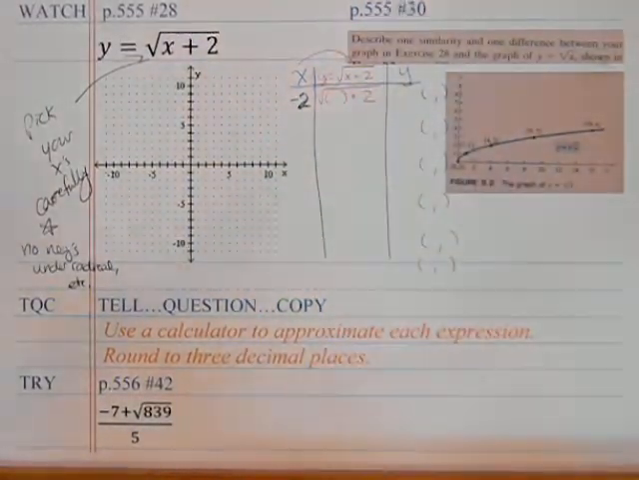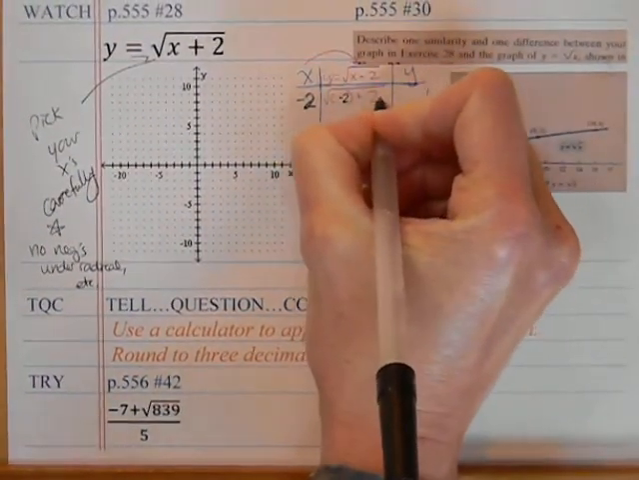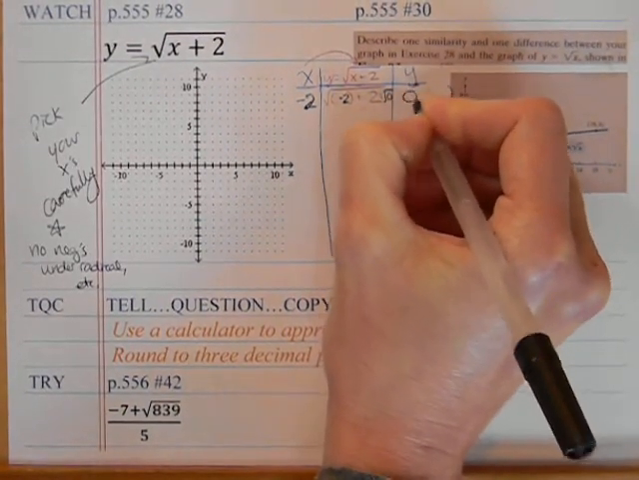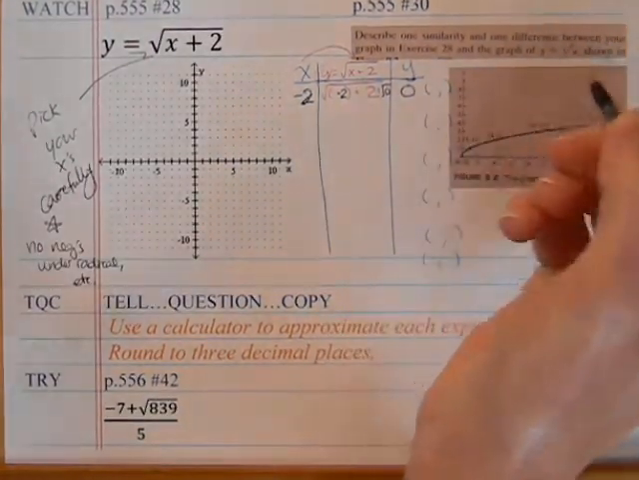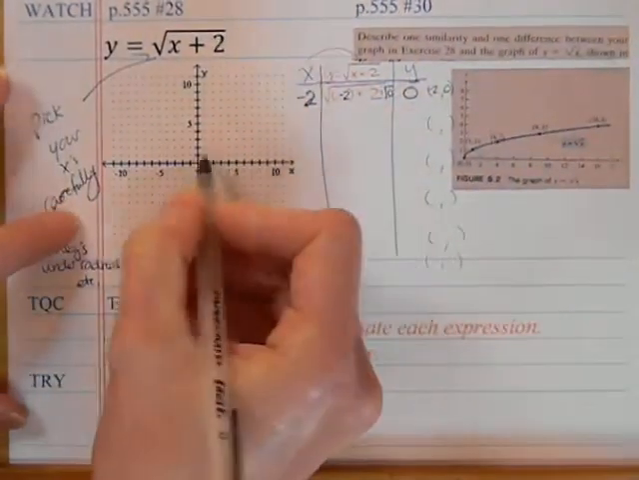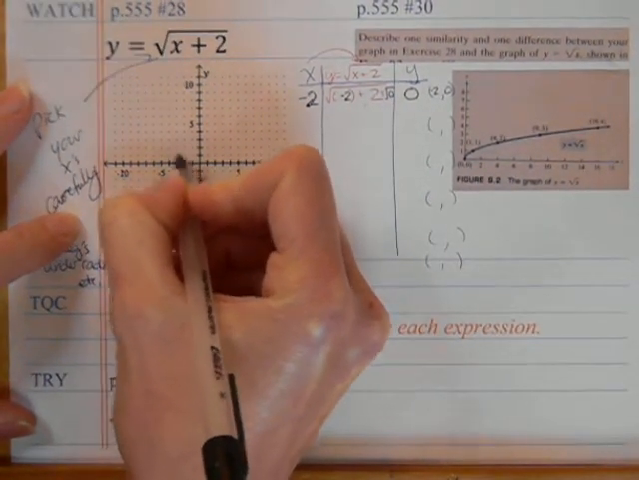Okay? So when we put our -2 in, we have our radical, and then we have our x plus our 2. And so we're going to put -2 in. -2 plus 2 under the radical is 0. And square root of 0 is just 0. What times itself gives you 0? 0. So our point that we've created is -2, 0. So we go over here, -2, 0. That's our first point on the graph.